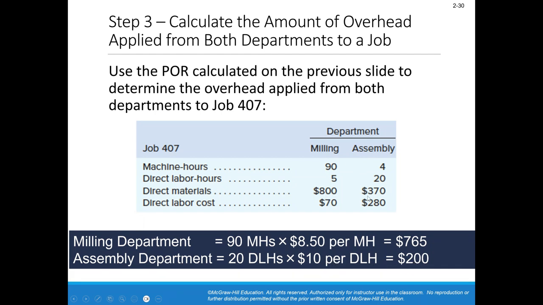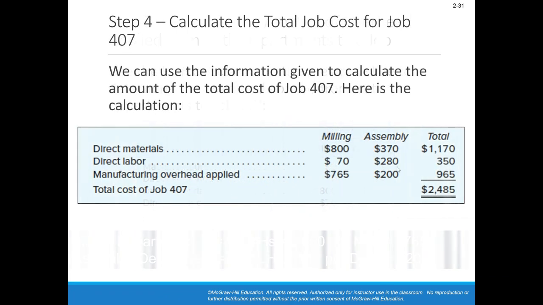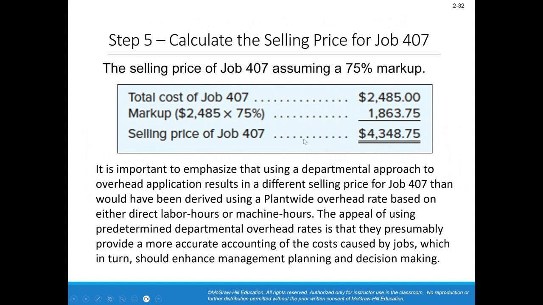So we're going to add the direct materials of 800 plus 370. We're going to add the direct labor of 70 plus 280. And then we're going to add this overhead amount of 765 plus 200. And so for job 407, our costs are going to be 1170 in direct materials, 350 in direct labor, and 965 in overhead. But again, in the milling department, we're attaching the overhead by machine hours because that's more relevant. And in the assembly department, we're going to attach it by direct labor hours because that's more relevant.